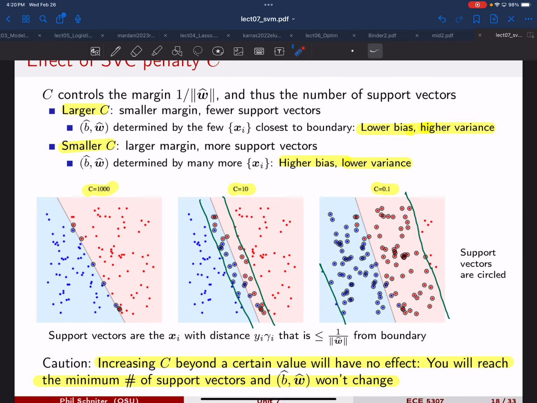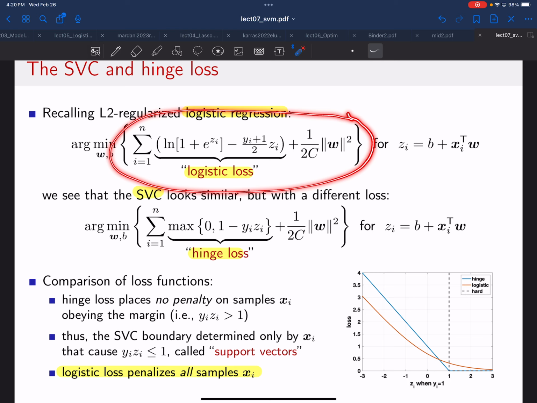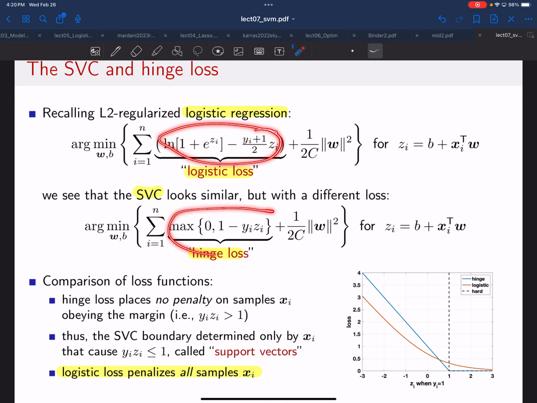Then we related this new method, rewritten this way by moving the C over here, and we saw that it's actually quite similar in structure to the L2 regularized logistic regression. Really the main difference is this loss function inside the sum. And when you plot the two of them, you can see the differences. For the SVC, you have what people call the hinge loss.